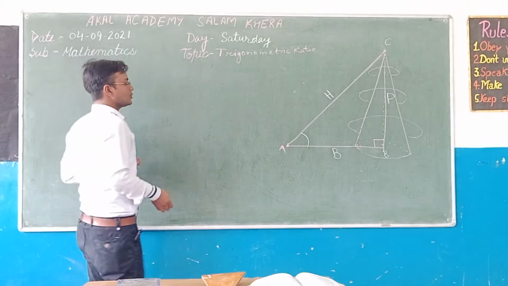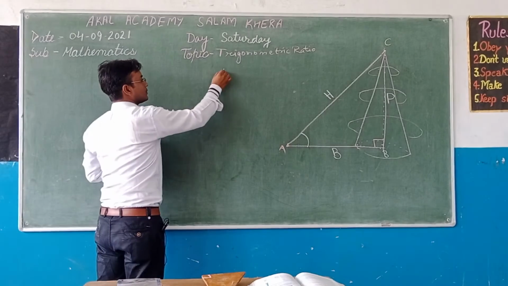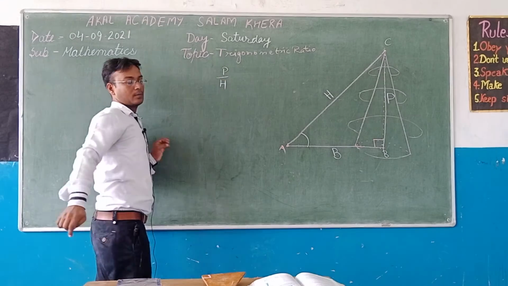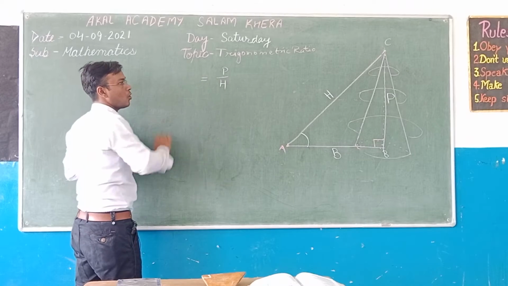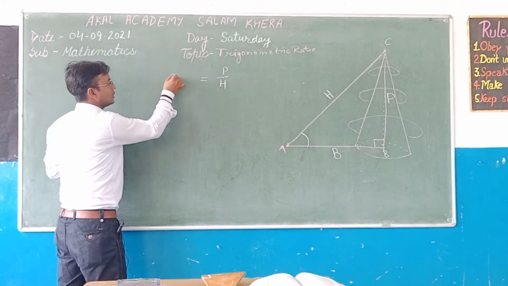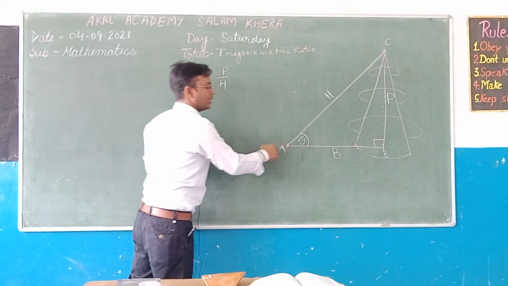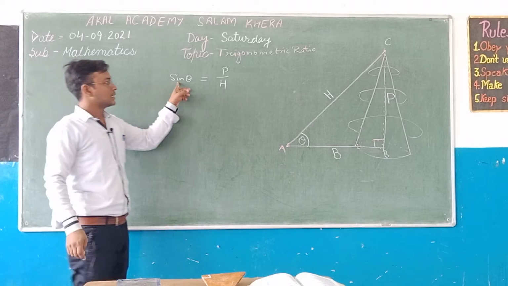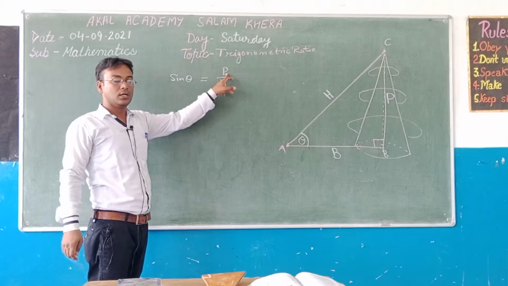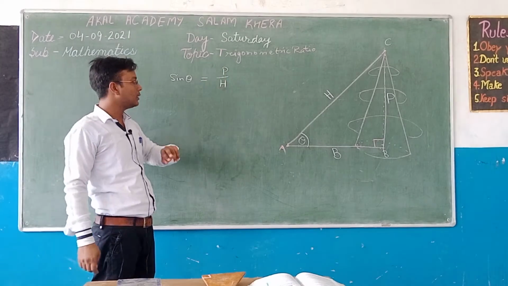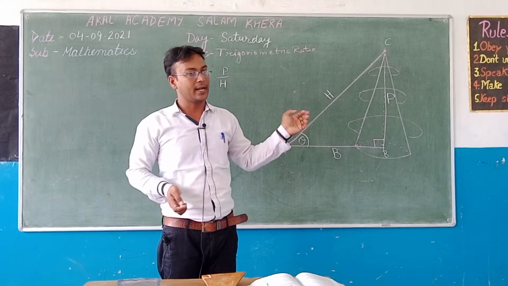So let us take the ratios here. Firstly, I am taking the ratio perpendicular to hypotenuse, and in trigonometry this ratio is known as sine theta. Theta is the angle that represents angle A. Sine theta is equal to P by H. P means perpendicular, the side opposite to the given acute angle. H is the hypotenuse, the side opposite to the right angle.